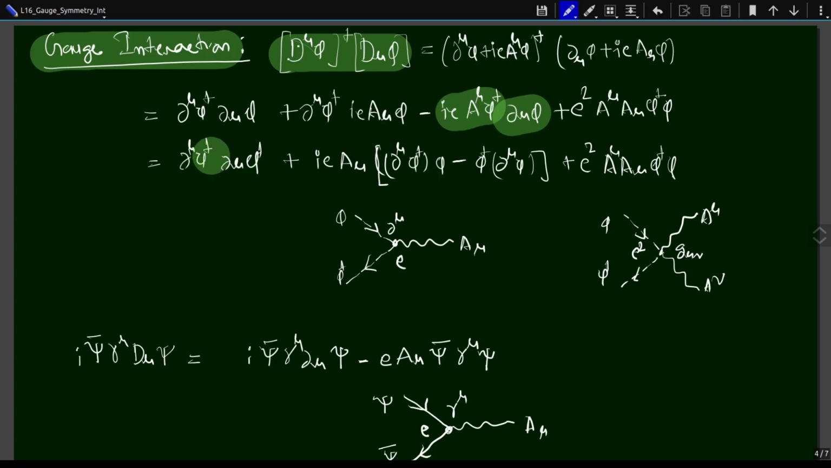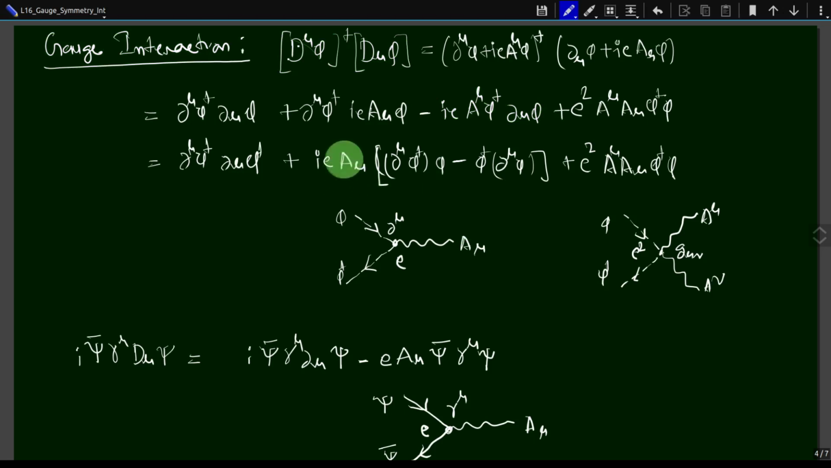The first term is as it is, del mu phi dagger del mu phi, and plus IE, just a moment, I think there was no dagger over here, yeah. So del mu phi dagger del mu phi plus IE A mu times (del mu phi dagger phi minus phi dagger del mu phi). Okay, so one can say that this A mu over here couples with a current. So I can call this J mu in this particular case.